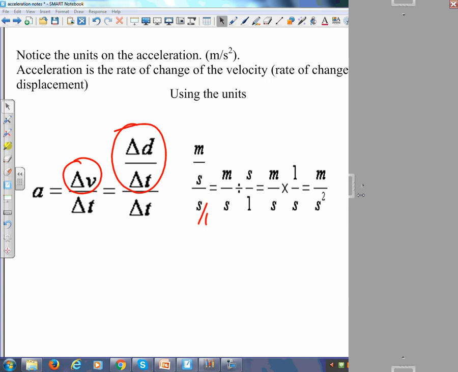You don't need to be able to regurgitate that back. You just need to know that acceleration is meters per second squared, and for those of you that want to know why, that's why. Sometimes they'll just say meters per second, but meters per second squared is the proper unit for acceleration.